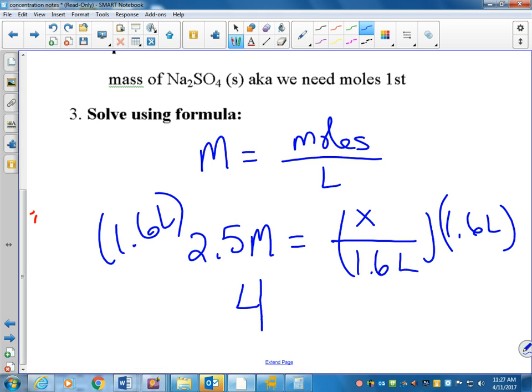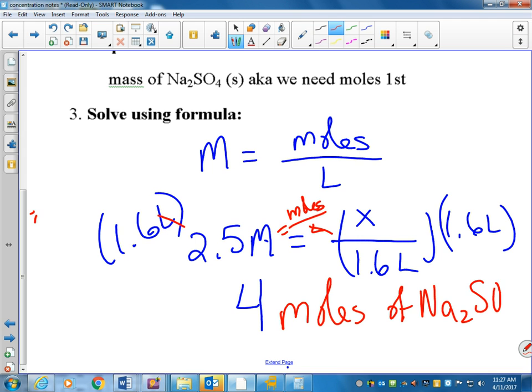Now, what unit do I put in there? What does capital M mean? Capital M means moles per liter, right? And if we multiply by liters, liters are on the top and on the bottom, so you're left with just moles. So we have 4 moles of Na2SO4, sodium sulfate. But that's not what the question asked. The question asked us how many grams, right?